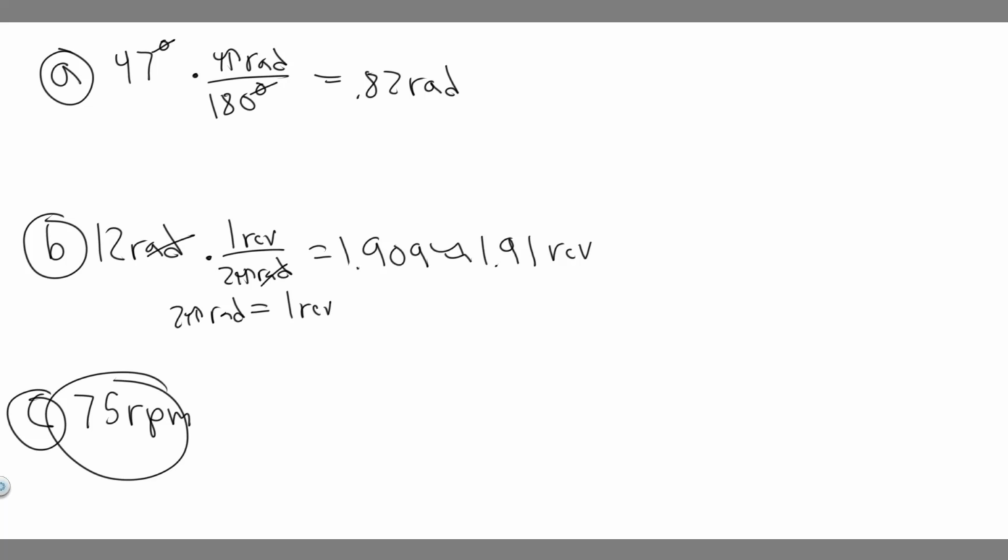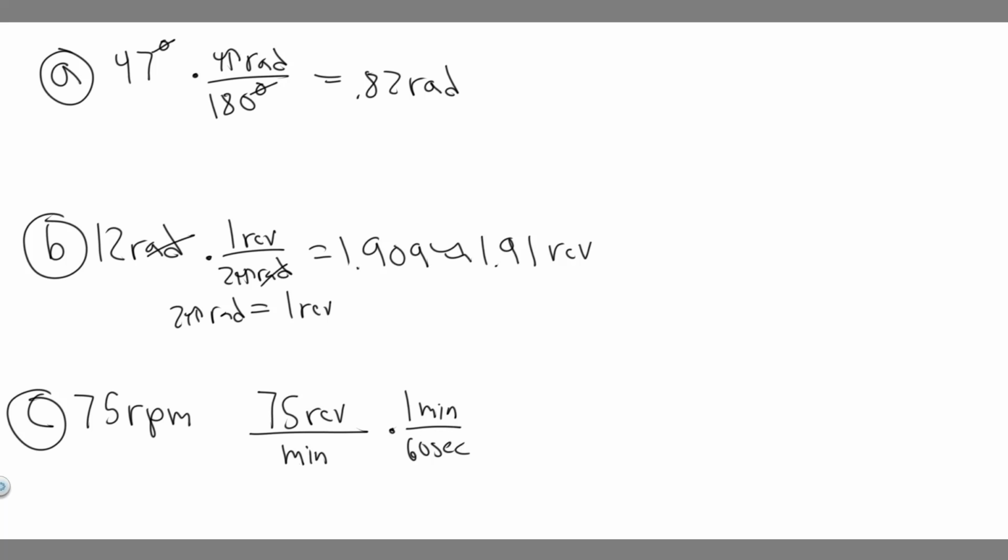Now let's do C. C is 75 revolutions per minute, and I recommend writing it like this: 75 revolutions and then minutes on the bottom. We have to get rid of revolutions, and we want it in radians per second. So we have to convert revolutions to radians and then minutes to seconds. How do we do that? We know that there's 1 minute for every 60 seconds, so that'll cancel out the minutes and we'll just have seconds on the bottom.